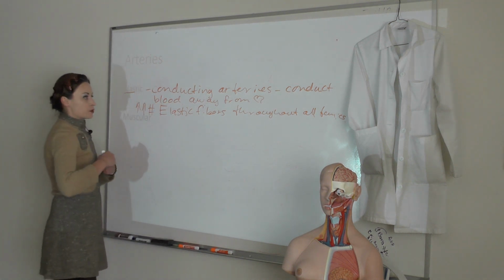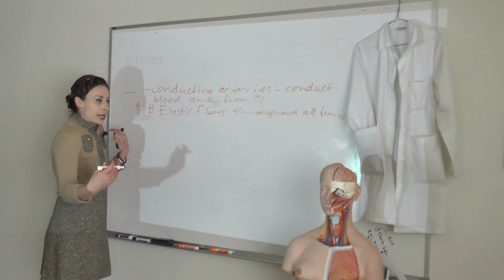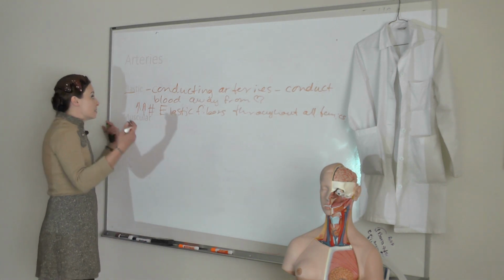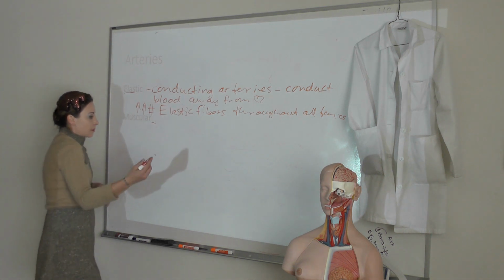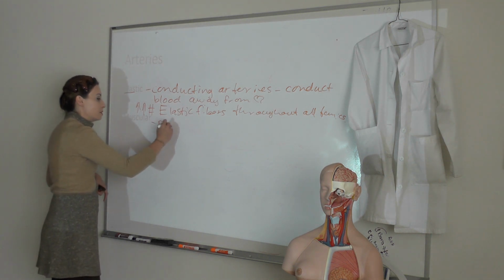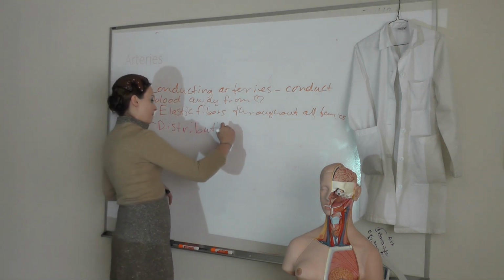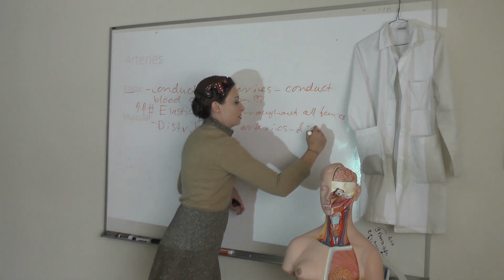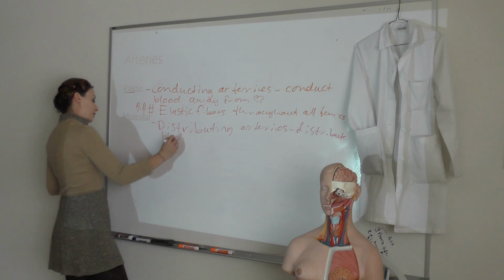Muscular arteries distribute blood to a specific body region. So these are most of your named arteries, like your brachial artery, your radial artery, ulnar artery. Those are muscular arteries, and because they're distributing to a specific body region, we can also call those distributing arteries. So they distribute blood to a specific body region.